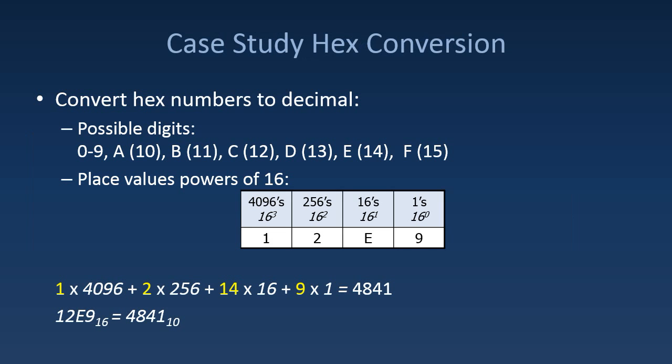We're going to take a quick look at a real program looping through a string. This program is going to convert hex numbers to decimal. Hopefully you remember that in hex we have digits of 0 through 9, and then A, B, C, D, E, F, representing 10 through 15. And each place has a value 16 times larger than the last. So we've got the 1s, the 16s, the 256s, the 4096s. Our goal is to take something like 12E9 and turn it into the base 10 equivalent, 4841.